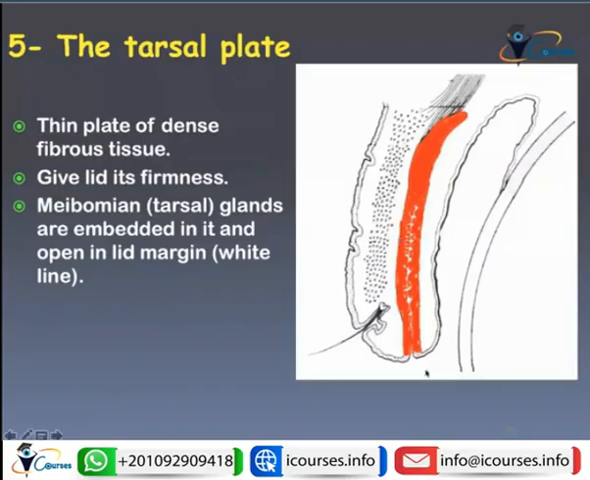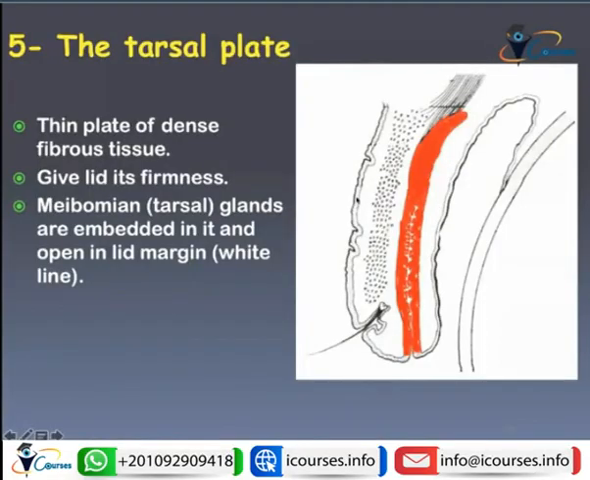Another importance of the tarsus, apart from the skeletal framework of the eyelid, is that it contains the tarsal glands. The tarsal glands, or the meibomian glands, are modified sebaceous glands embedded within the substance of the tarsus and open into the eyelid margin by an opening called the white line, or the orifices of meibomian glands, as we said earlier. Finally, the tarsal plate is closely adherent to the palpebral conjunctiva, which is the last layer, and the lid is finished.